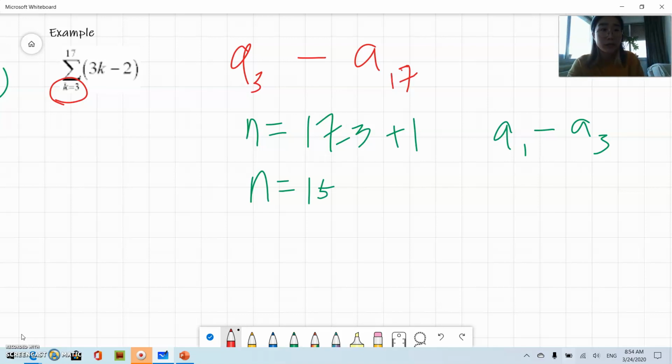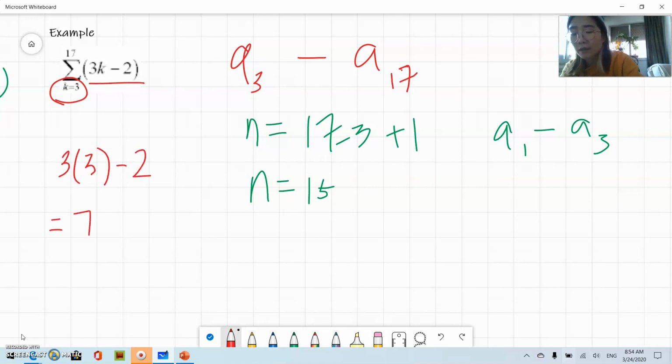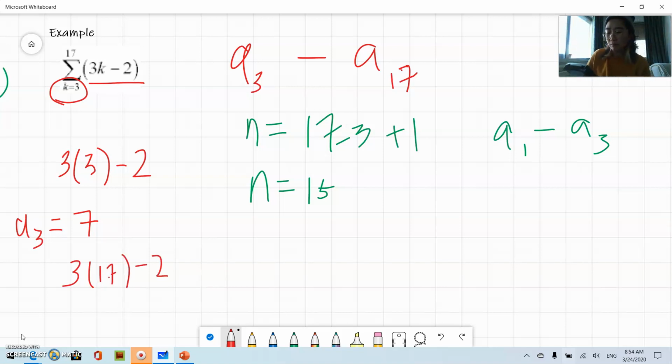So we start with finding out my actual n. And then I need to find A3 and A17. So to find A3, we simply plug in 3 into my given equation, which is 7. That's A3. And A17 is when you multiply 17 by 3 and then subtract 2. So that's 49.